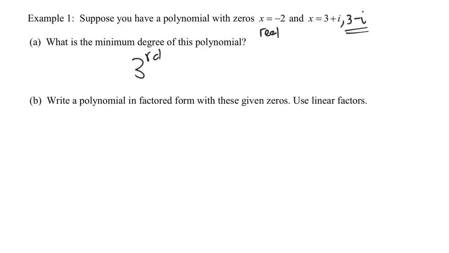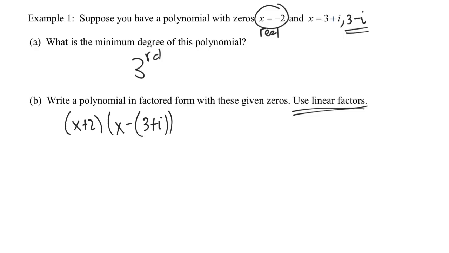Now we want to write the polynomial in factored form. So if x equals -2 is a zero, what's the factor that goes along with that? It would be x plus 2. Now here in part B, we want to use linear factors. So for the imaginary zeros, this is going to look a little silly maybe at first, but I'm going to put x minus (3 plus i). That's going to be my first linear factor, and then x minus (3 minus i). Notice I've got those in parentheses so that it's actually correct. And so this would be my polynomial in factored form if I was asked to use linear factors.